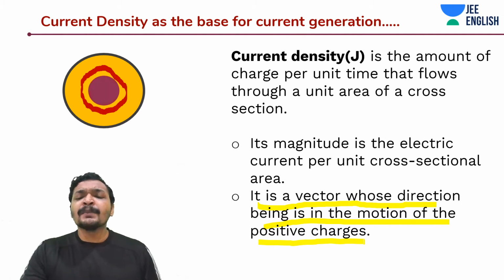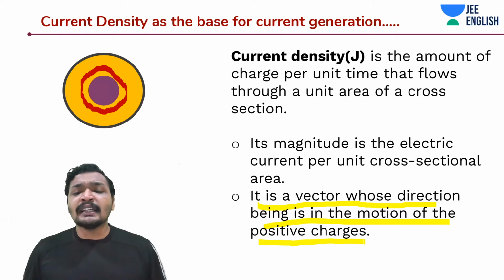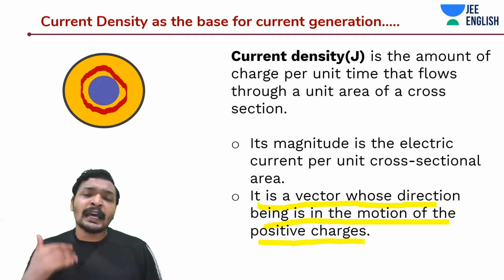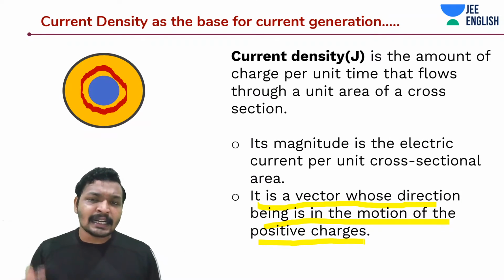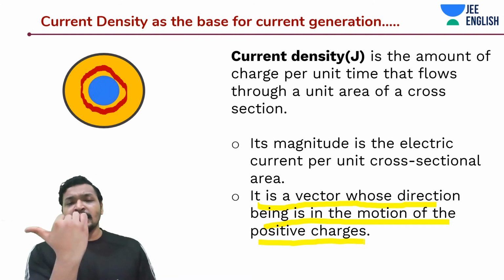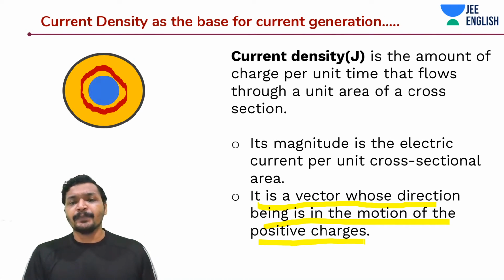So, what does this mean? Current density should be in the direction of flow of positive charges. If you take negative charges, the current density is going to be in the opposite direction, just like current. If electrons are flowing like this, then the current density will flow in this opposite direction.